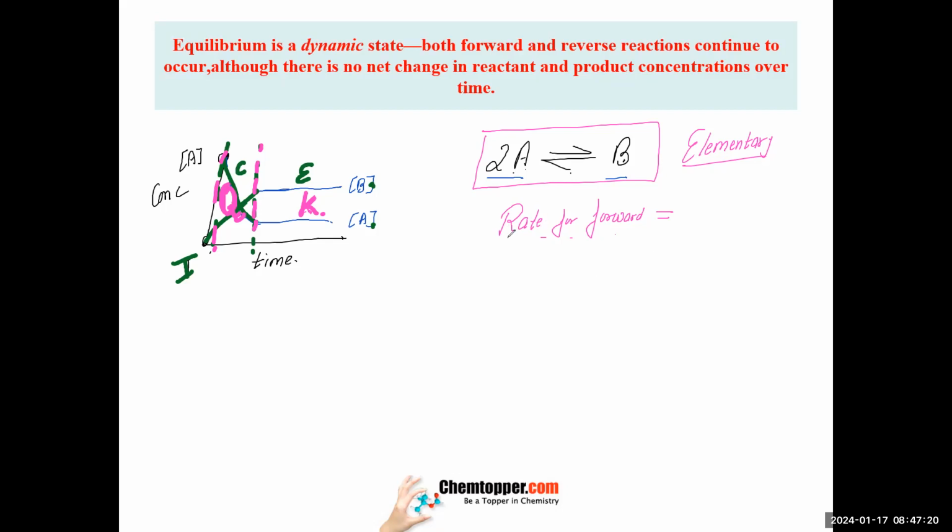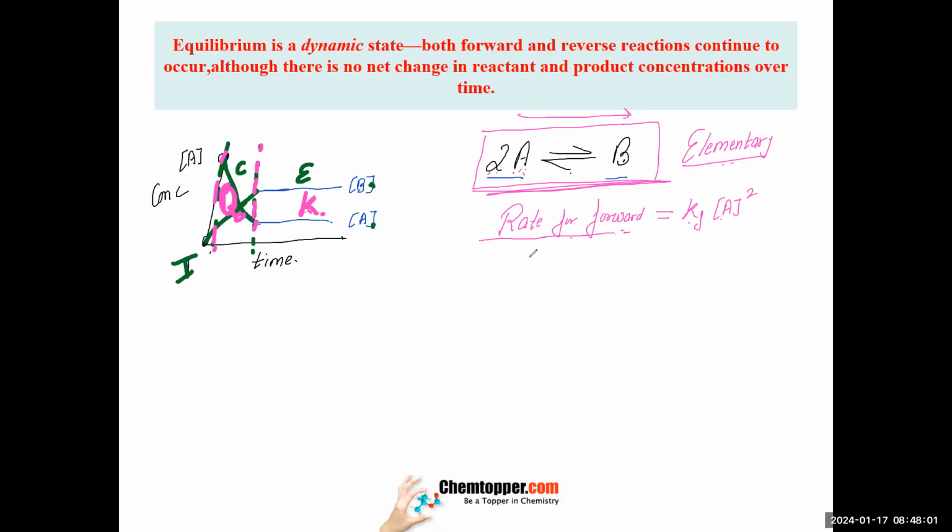Rate for the forward direction, elementary step. So what is the reactant for forward? Forward means this one. What is the reactant? A. So I'm going to write this K. This is the rate constant. This is a different K. Concentration of A. In elementary steps, the coefficient becomes the order. This we did in the last part. This is the rate of the forward direction. Reactant is A, coefficient is 2.